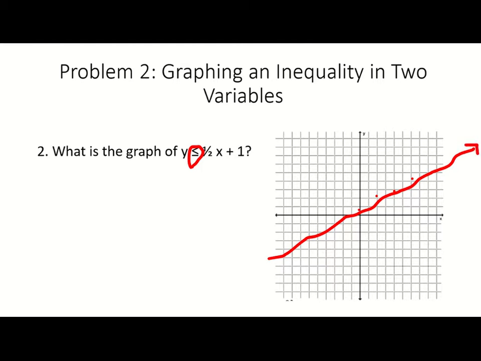Sorry, it's so bumpy. And then I need to shade either above or below. Since this is less than, we shade below our line. So my graph, I made the line, and then I'm shading below to represent all those points I just shaded towards are also solutions to this inequality.